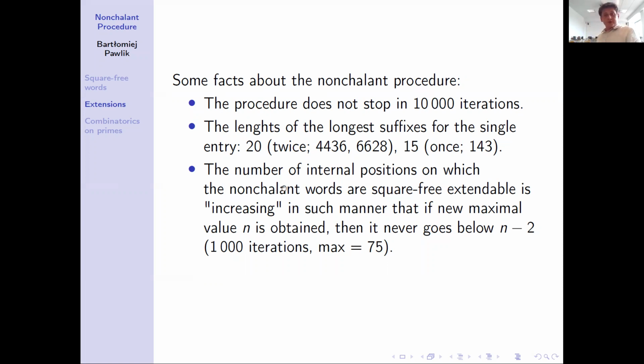The number of positions at which the nonchalant words are square-free extendable is increasing in such a manner that if a new maximal value is obtained, then it never goes below n-2. And this is the observation after looking at the 1,000 iterations. And when we get the word of length 1,000, then it was extendable at 75 internal positions. So again, not so much.